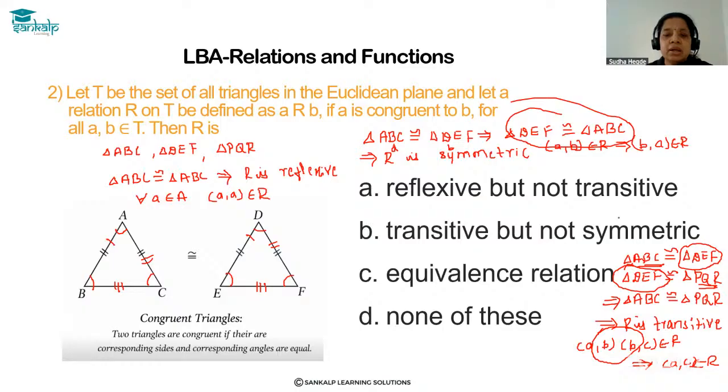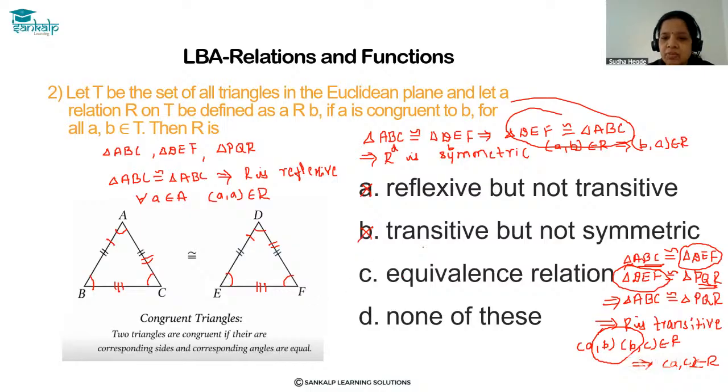Now let us take the options. First option, reflexive but not transitive. But we have proved R is transitive. Since we have proved R is transitive, you can directly discard A. Transitive but not symmetric. But we have proved R is symmetric.